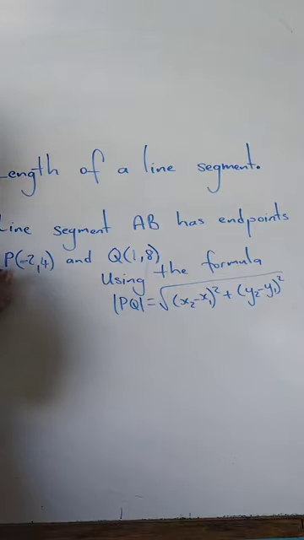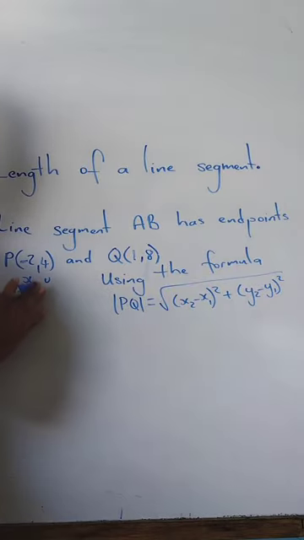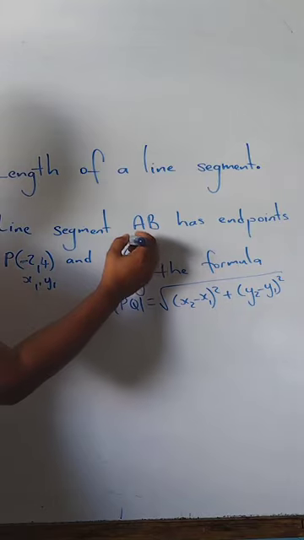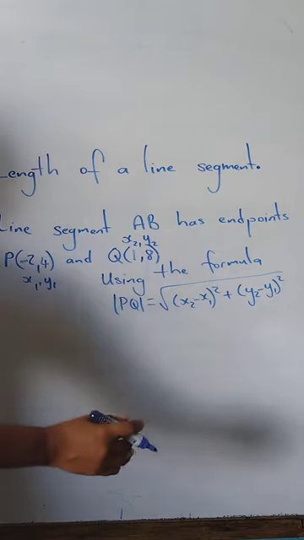Since it's PQ, P came first, so I'm considering this my starting point. So I'm calling this x1, the starting point, and this one y1. Remember, your coordinates come in pairs: x comes first, y comes second. Over here, this is my x2 and that is my y2. This is my ending point.